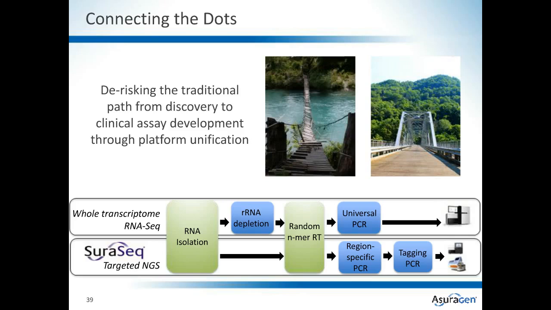Asuragen enables this unification through QuantideX targeted RNAseq, which shares several common steps with whole transcriptome RNAseq. First, it uses a common isolation protocol to isolate RNA from either FFPE samples or a fine needle aspirate. It also uses a common RT reaction to convert the RNA to cDNA. And then it also shares the actual measurement technology that these libraries are destined for, which is a next-gen sequencing flow cell or a PGM.